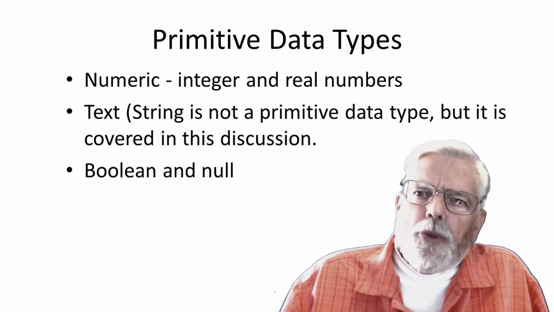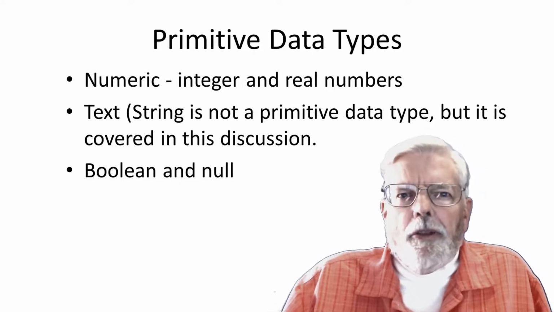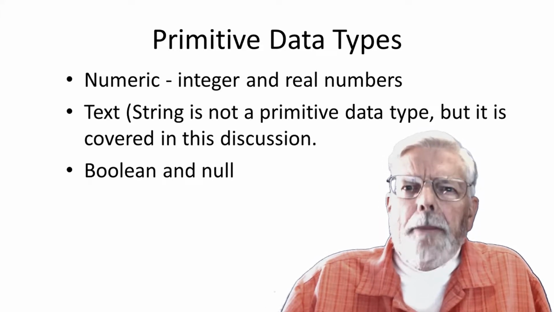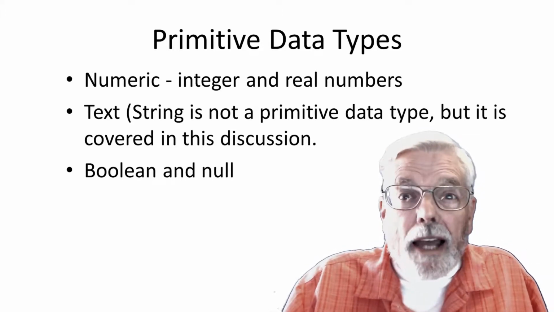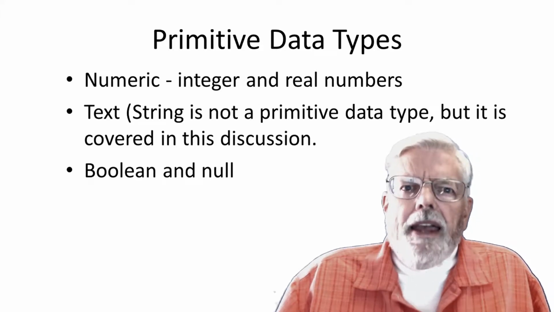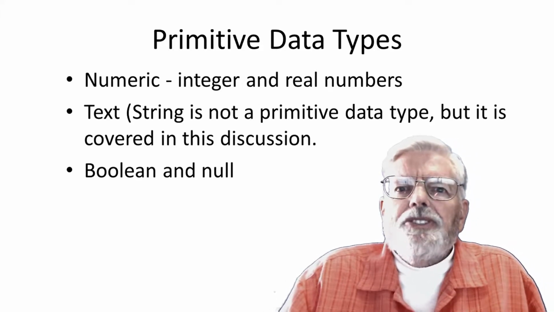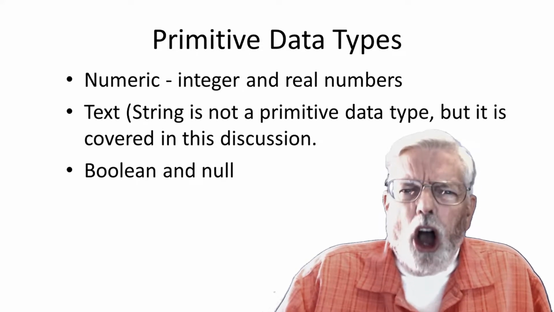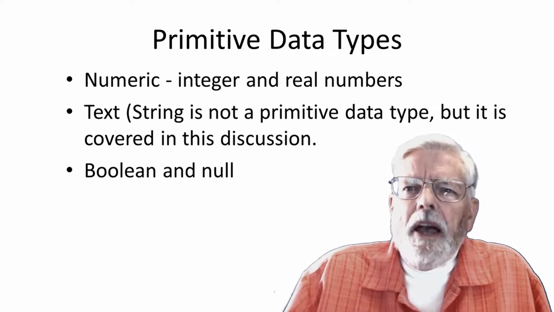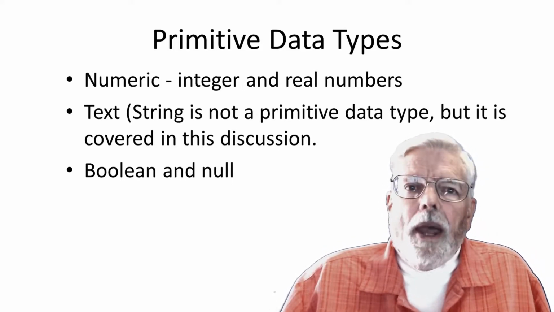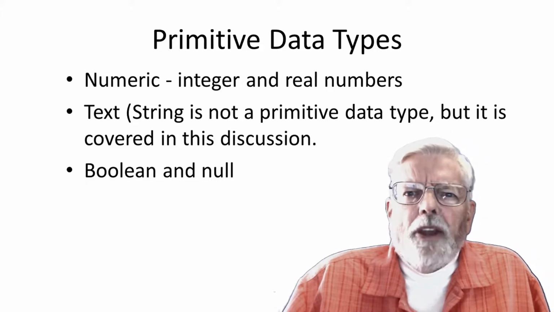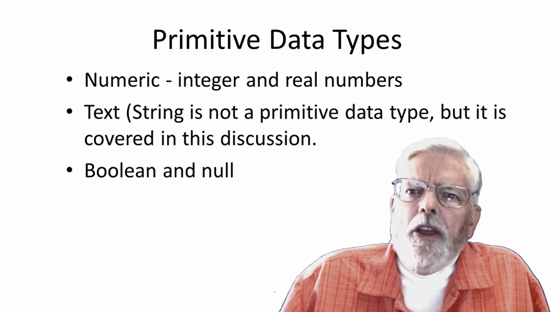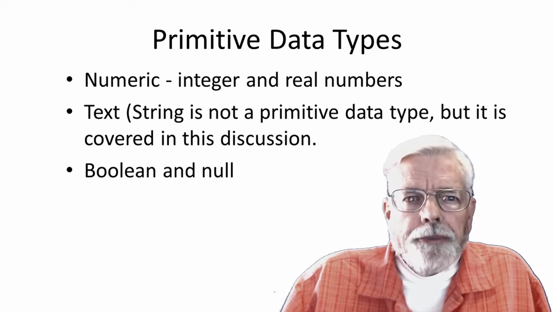The following data types are referred to as primitive because they're the most basic and lowest level of data types. They can be grouped into three basic categories: numeric data types, integers and real numbers; text data types, in C++, Java, and Visual Basic. String is actually an object instead of a primitive data type, but it is covered in this discussion anyway. The Boolean data type can only hold a true or false. The null data type is used to identify when the data type is not known.